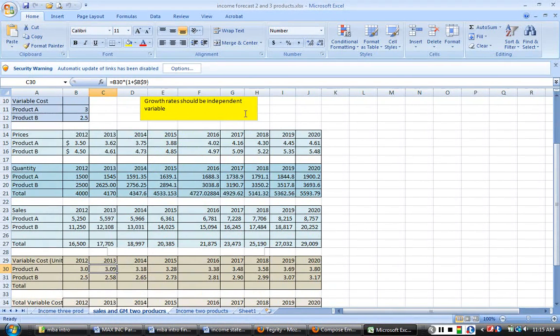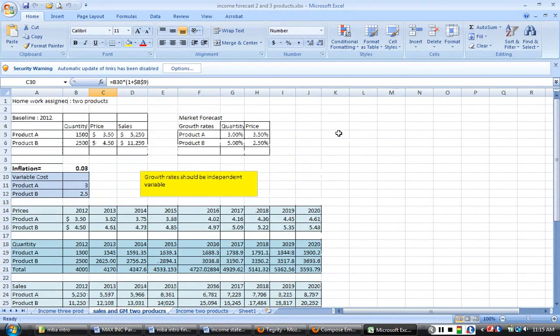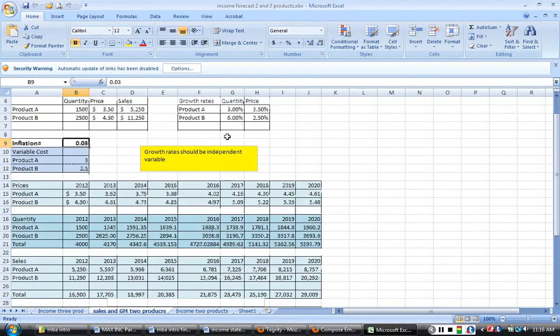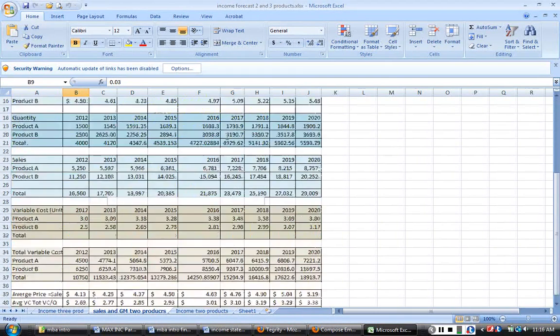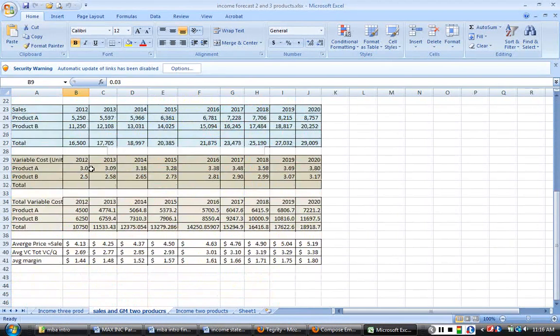Now this is what I meant when I said that these need to be independent variables. What that means is that now we can change the quantity growth rate for product A, for product B, and the price growth rate for product A, product B. We can change the inflation rate to see if inflation is higher or lower. And because we have linked it to these assumptions for the growth rates, we can go in and do what-if. Okay, so the variable cost, we grow it every year by the inflation rate.